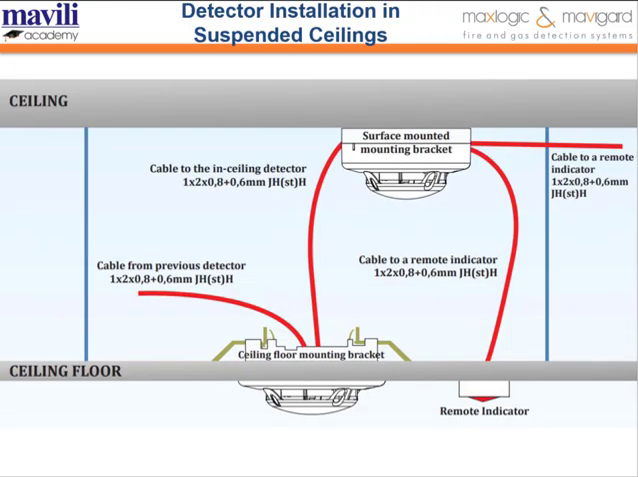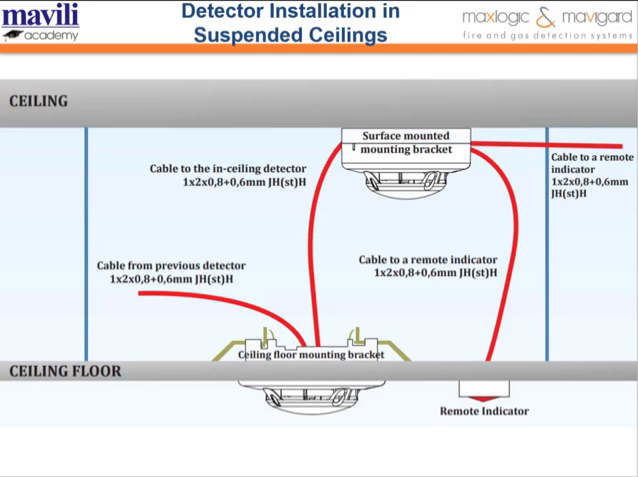Another common situation is suspended ceilings, and deciding whether to install detectors inside them can often be confusing. The key question is, should we install detectors inside the suspended ceiling or not? According to the standard, the decision depends on whether there is a fire risk inside the ceiling void. For example, if cables pass through the space above the suspended ceiling, this can create a potential fire risk. If such a risk exists, then fire detection is also required inside the ceiling void.